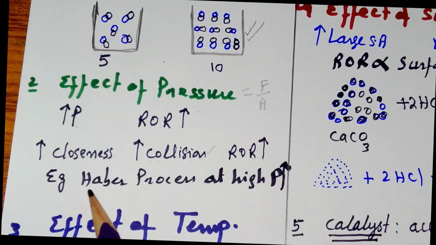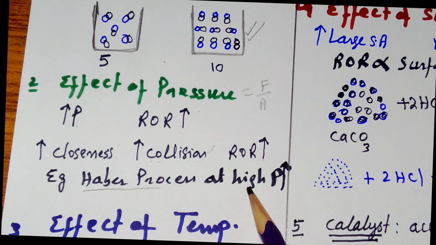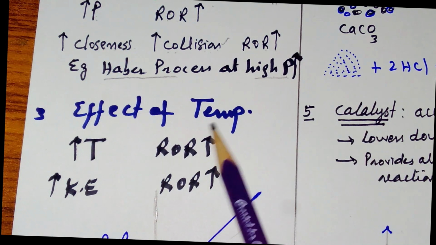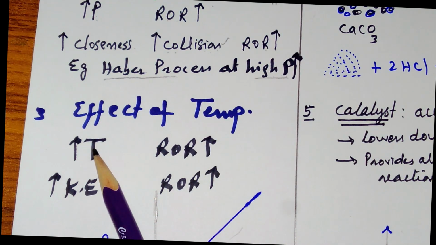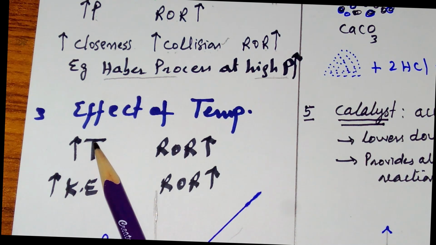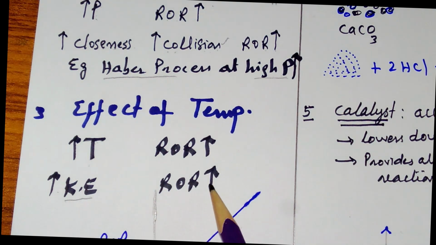If there are larger collisions, it means the rate of the reaction also will increase. For example, we have the Haber process, where we prepare ammonia gas. At high pressure, the rate of the reaction increases. Another factor is the effect of the temperature. If we increase the temperature, the rate of reaction also increases. Increase in temperature means the kinetic energy of the molecules increases. If the kinetic energy of the molecules increases, the rate of the reaction increases.